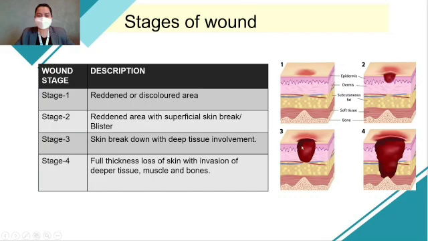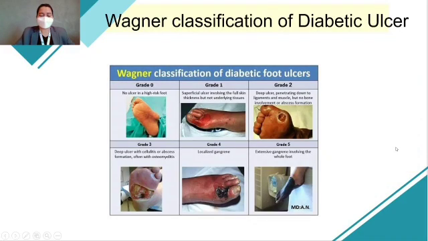For stage 3, there is deep tissue involvement. And for stage 4, there's an invasion of deeper tissue, muscles, and bones. There is a full thickness loss of the skin. We also have the Wagner classification of diabetic ulcer. As you can see, we have grade 0 up to grade 5. For grade 0, see the picture, there is no open ulceration.